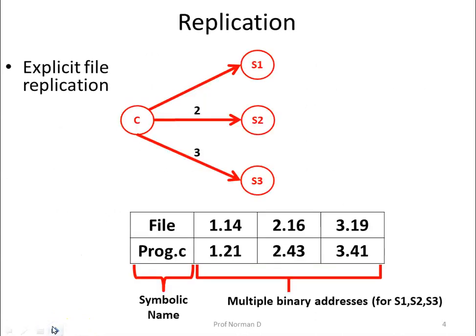Now we will discuss different methods of replication. The first method of replication is called explicit file replication. This method is for the programmer to control the entire process. Now when a process makes a file, it does so on a specific server, and then it can make additional copies on other servers. So it will make a copy on server 2, server 3 and so on.